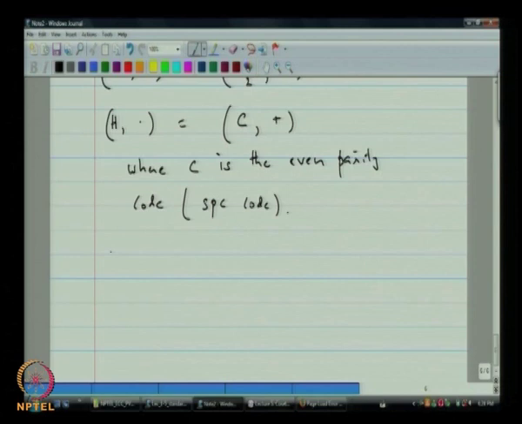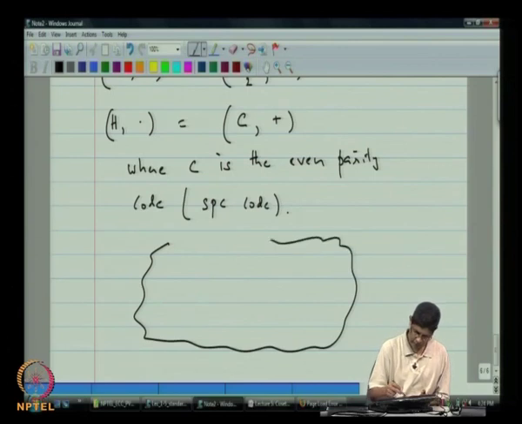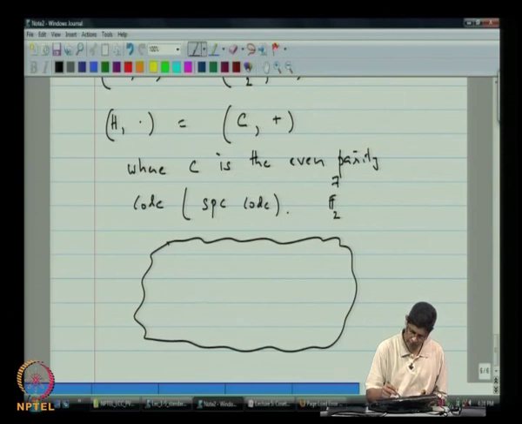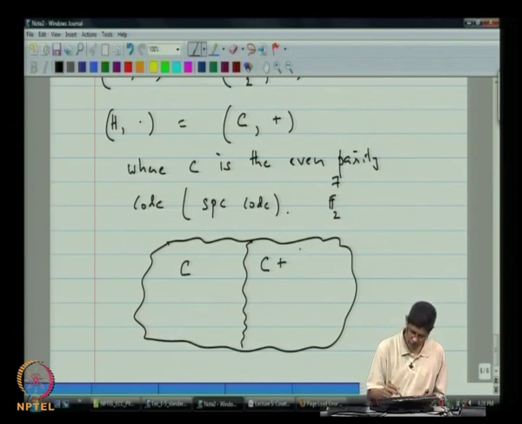So now, the cosets. You can verify that in this case what happens is that the set of all 7-tuples once again is partitioned into 2 classes. One is the code and the second is the code plus any vector of odd Hamming weight. In particular, I can take 0, 0, 0, 0, 0, 0, 1.